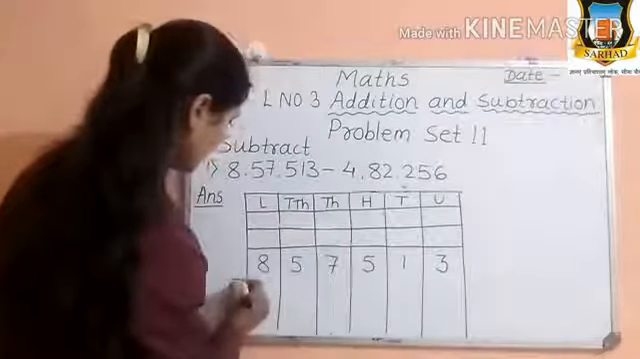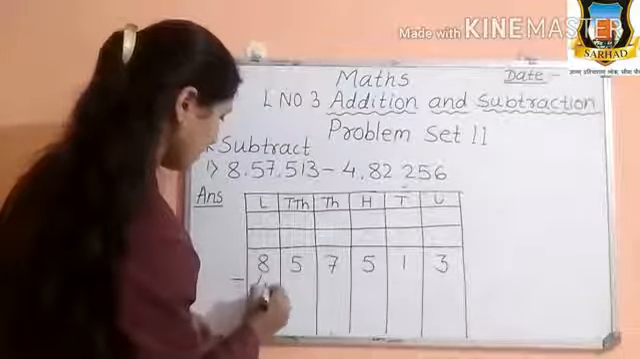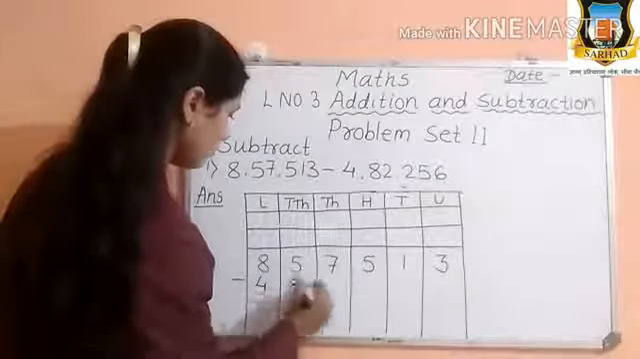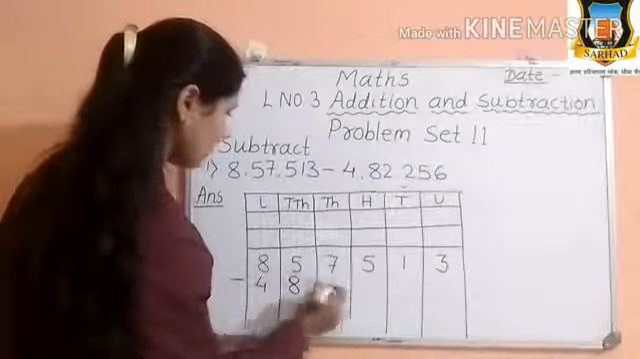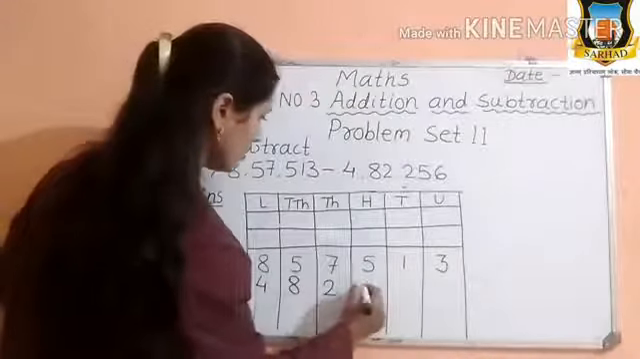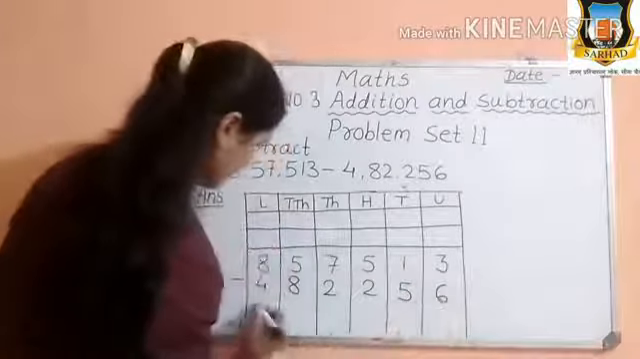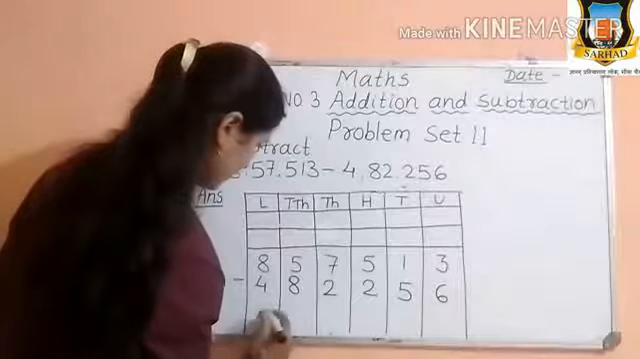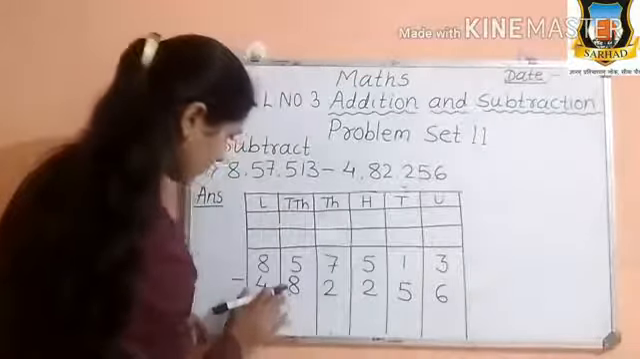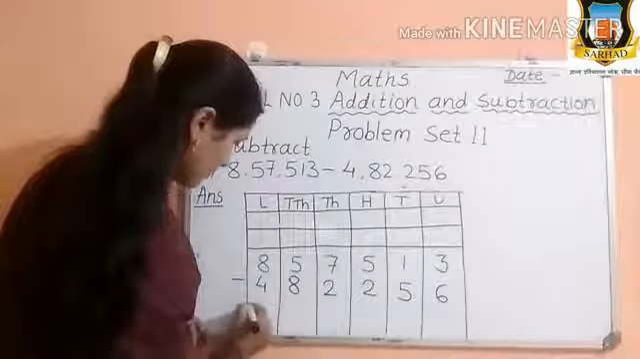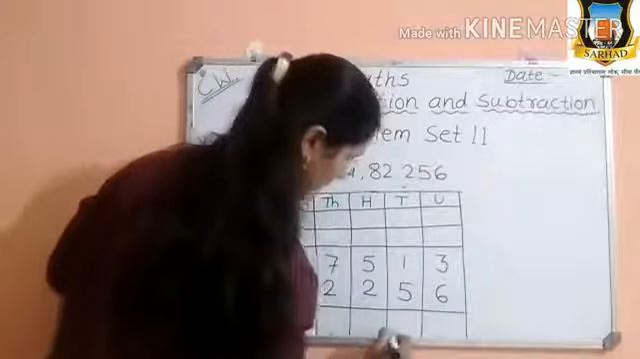8,57,513 minus, remember to give the minus sign, 82,256. Now we have to do this subtraction.